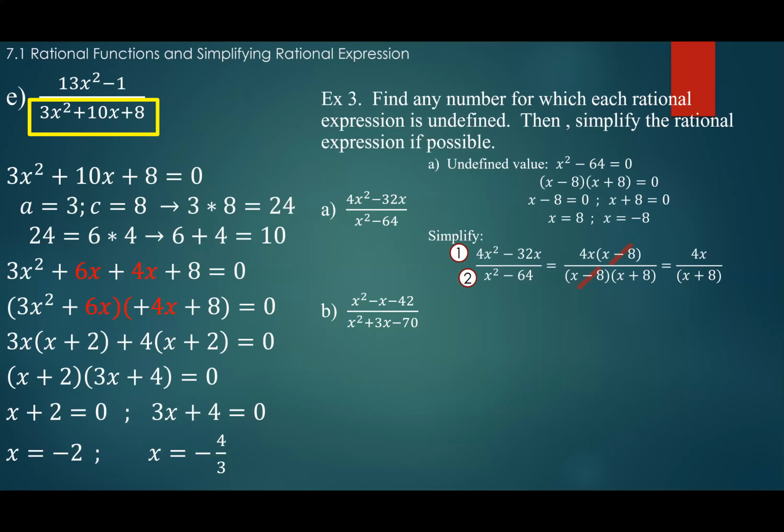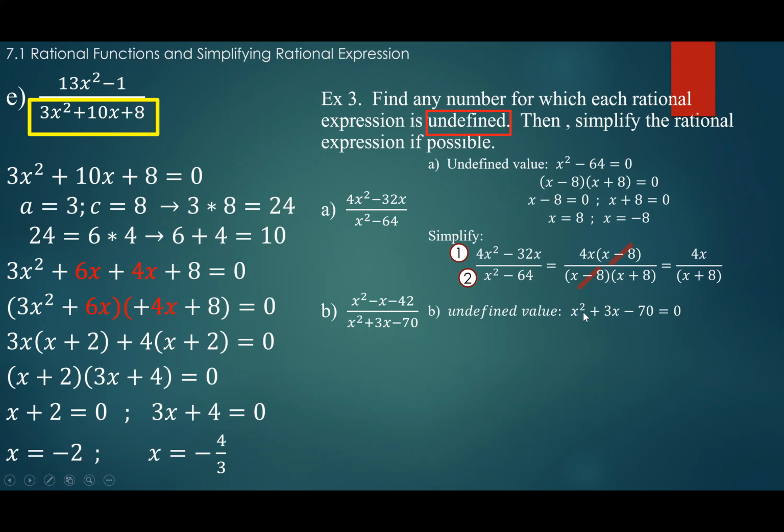So if you look at this thing here, just like I mentioned in the beginning, the only thing different in chapter 7 is that instead of giving you one problem by itself, they give you two problems and stack them on top of each other. So let's go over how to find the undefined value. To find the undefined value, I need to take the denominator, which is x squared plus 3x minus 70, and set that equal to 0.